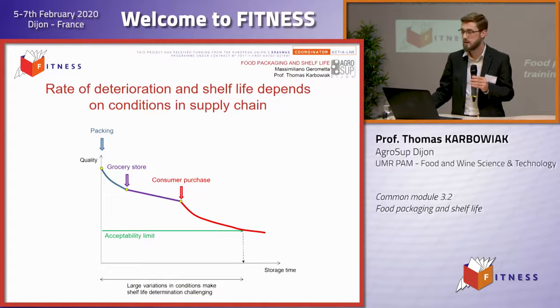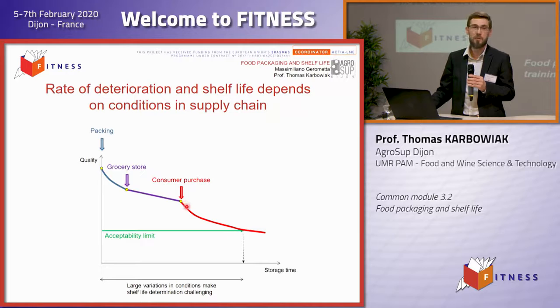But in most of the cases, you will have a decrease of the quality over time. And this rate of decrease will depend on the environmental condition the product will encounter over the time. So in this example, it's a quite fast decrease at first. Then at the grocery store, we could expect that the environmental condition will not change too much.